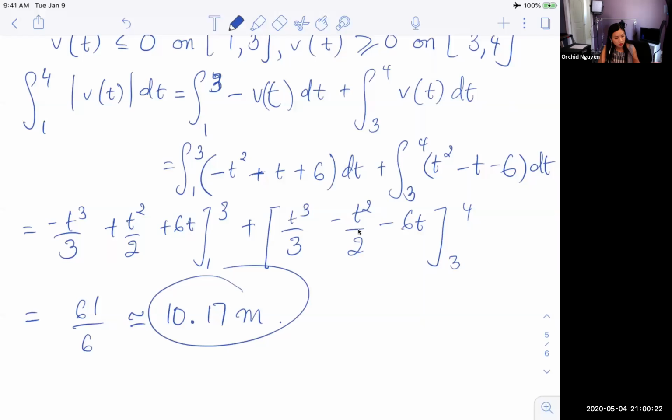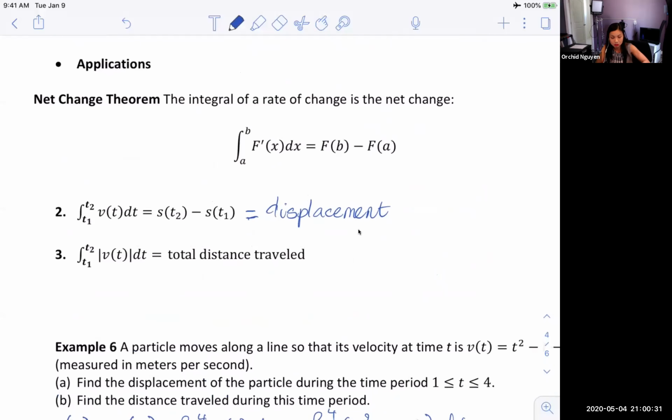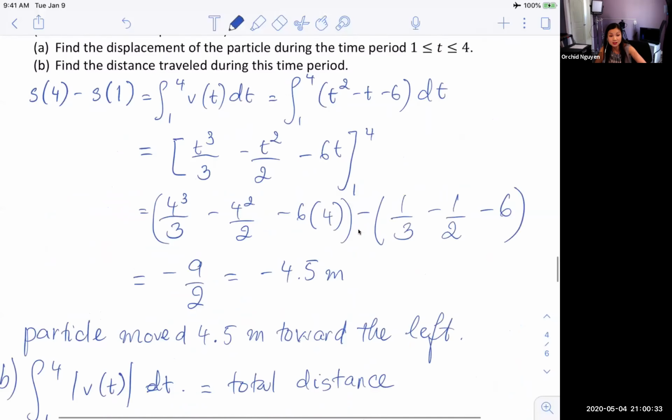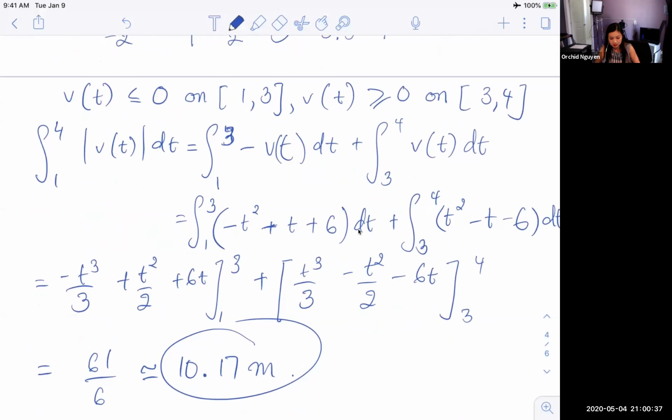Okay, so the most important part of this problem is when you talk about the total distance, make sure you check for negative and positive of the function. Okay, so let me highlight it. I'm talking about this part, negative, and positive here. Okay, so everything changed here.